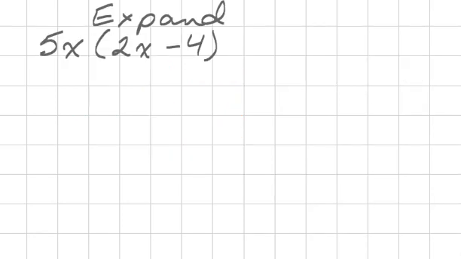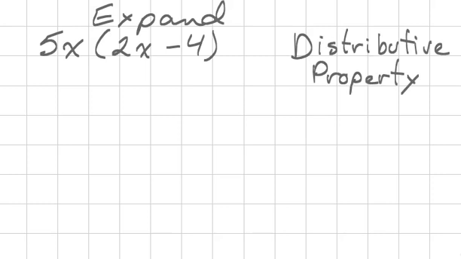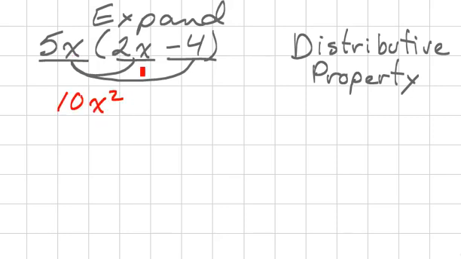The other style of question that we'll get is one that says expand. And that's where we do use the distributive property. And in that distributive property, we take whatever the first term is and we multiply it by the first term inside the binomial and by the second term inside the binomial. So 5x times 2x gives us 10x squared, and 5x times negative 4 gives negative 20x. And that's all there is to it.